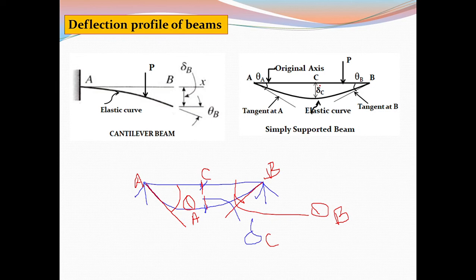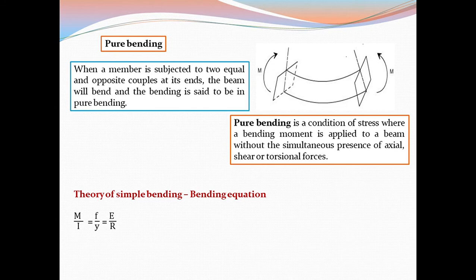The deflection at the point C, so it is delta C. Yes. Then what is pure bending? When a member is subjected to equal and opposite couples at its ends, the beam will bend, and the bending is said to be in pure bending. That is, at one end a clockwise moment is applied, at another end an anti-clockwise moment is applied.